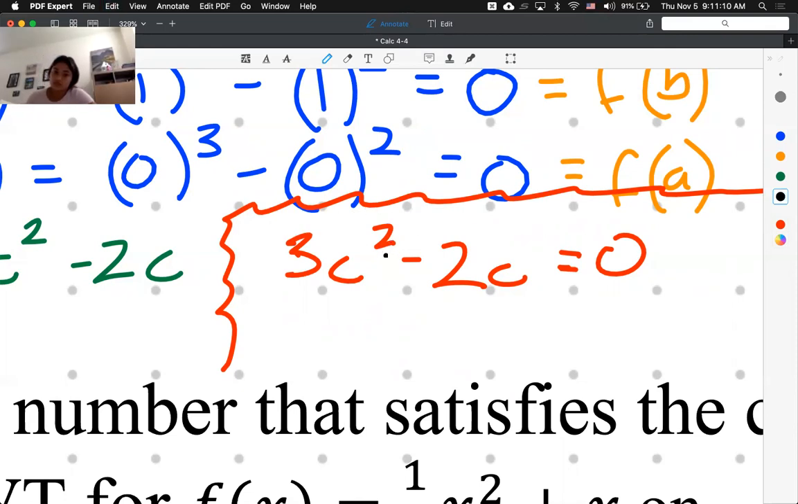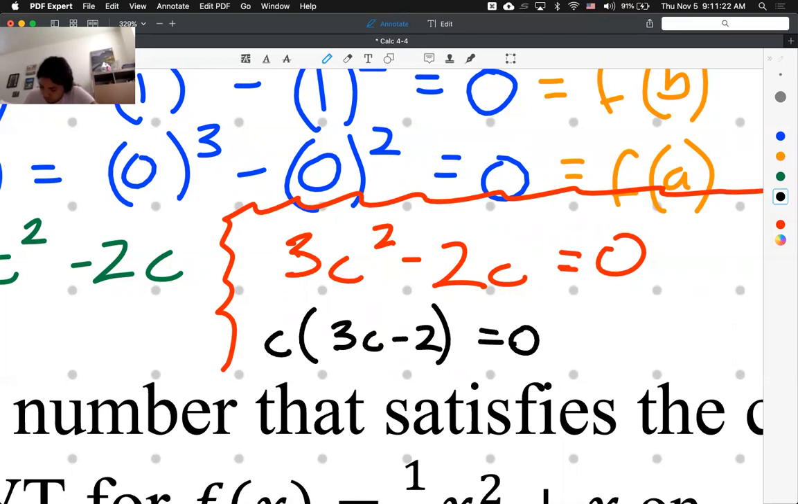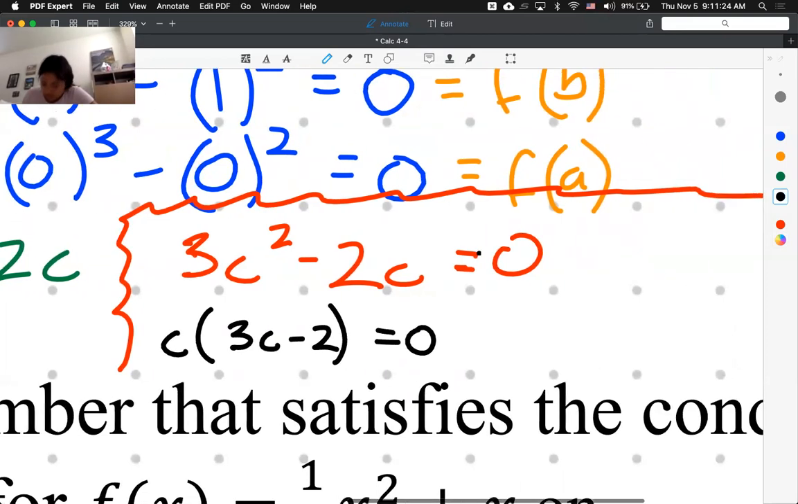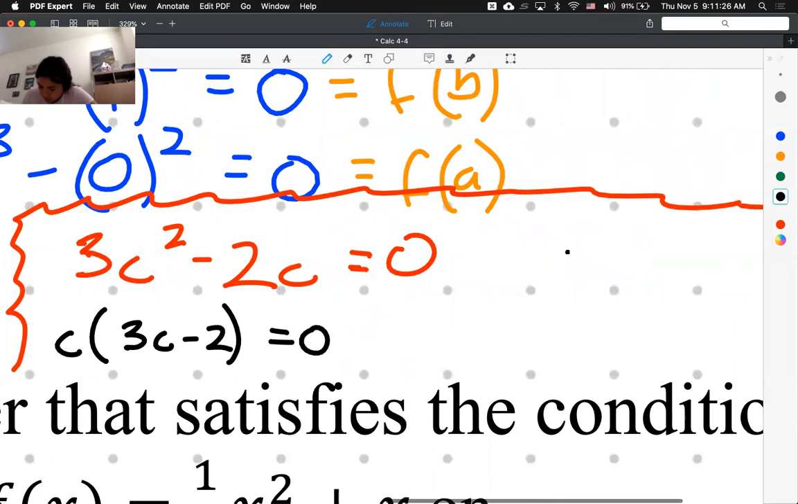That's kind of leading us in circles. I'll give you a hint. Factor. C times (3C minus 2), and that's still set equal to 0. Use the zero product property now, Andrea. There should be two equations that come from this. What's one of the equations? And the other equation is?